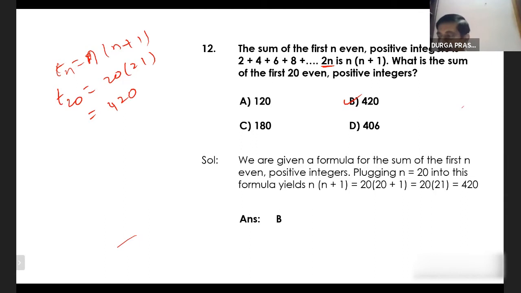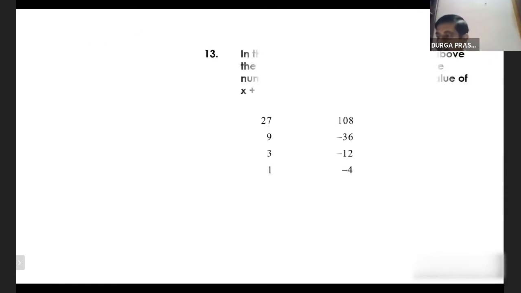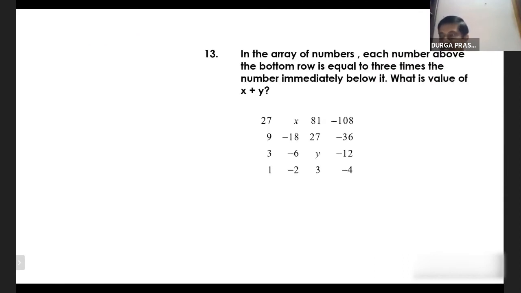I think you have done it. So let's go to the next question. Very simple questions. There is no problem at all. In the array of numbers, each number above the bottom row is equal to 3 times the number immediately below it. Okay. 5, 1, 3, 3 into 3, 9, like that. Minus 2 into 3, minus 6 into 3 is minus 18, and so on. So 3 into 3 is y. So y equal to 3 into 3. So that is 9. So where is x?